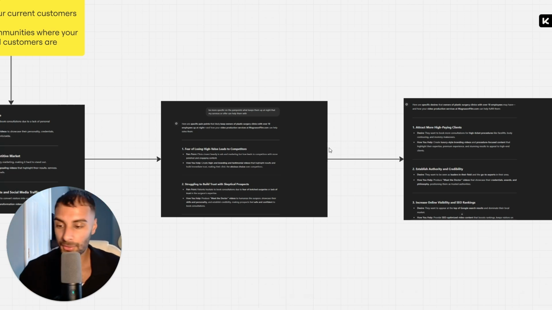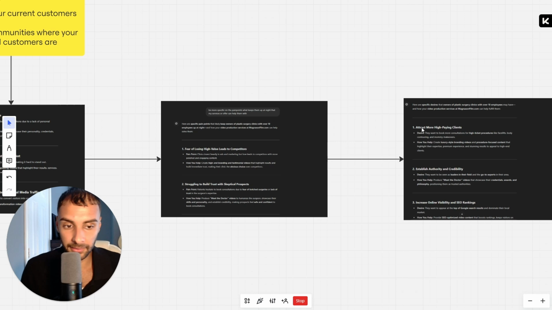And this is so good because you don't have to get in forums, so you don't have to talk to your customers. You can just get it from ChatGPT itself. Now, is this always the most accurate? No, but this is a very, very good starting point to understand your target audience.